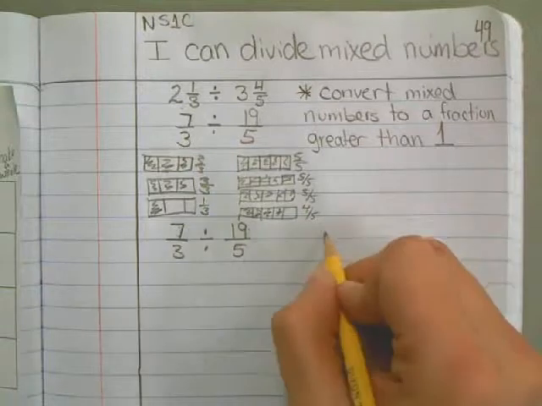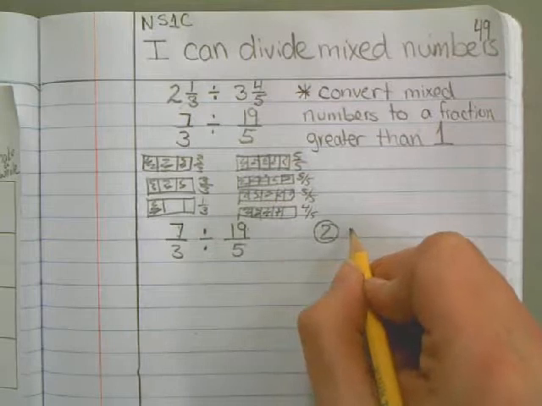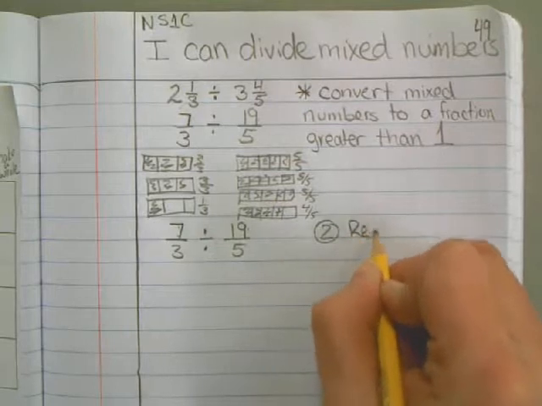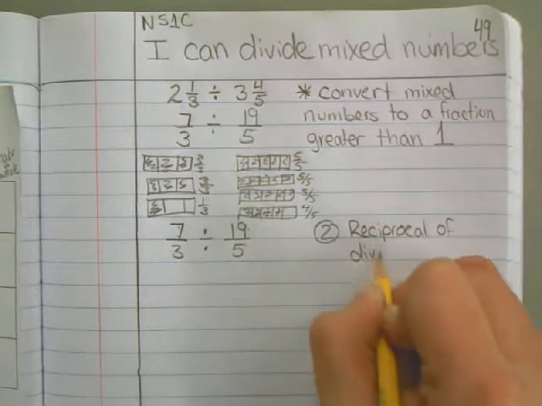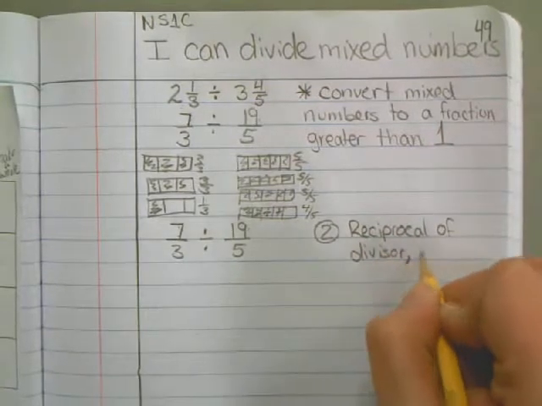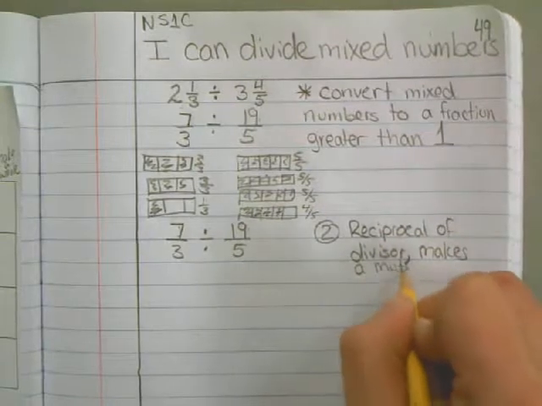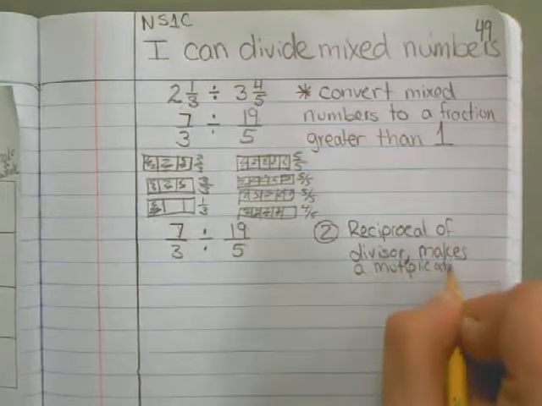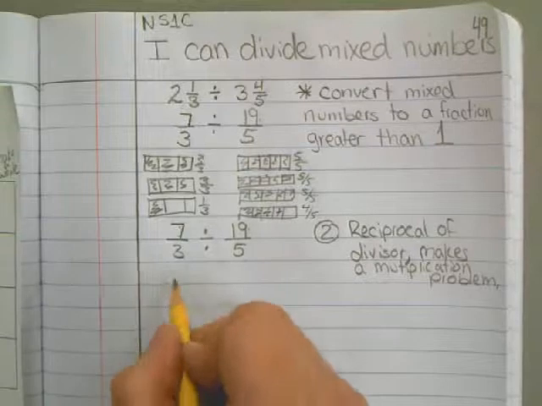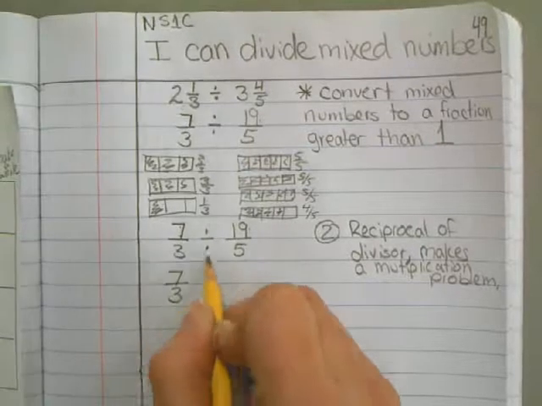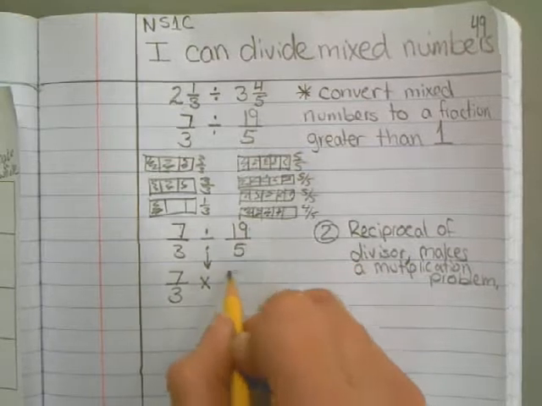So my step 2 then would be do the reciprocal of the divisor, which makes it a multiplication problem. So I would rewrite 7/3. The division is going to become multiplication, and 19 fifths, the reciprocal of that is going to be 5/19.